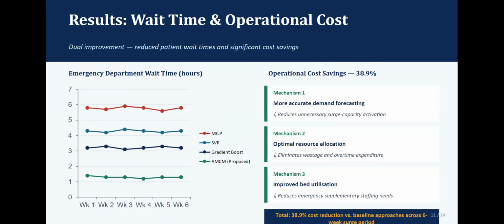The emergency department waiting time has been drastically reduced within 6 weeks. As we can see, the proposed algorithm is the least, with the green line over here. And with respect to optimal cost savings, it has saved almost 38.9% of operational costs, with more accurate demand forecasting, optimal resource allocation, and improved bed utilization rates.